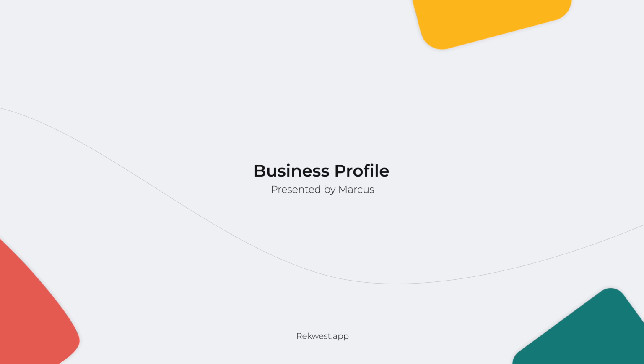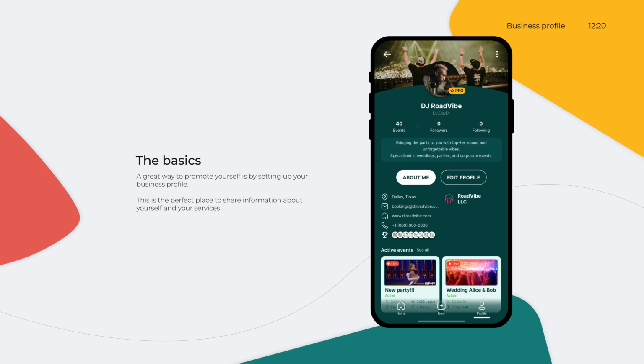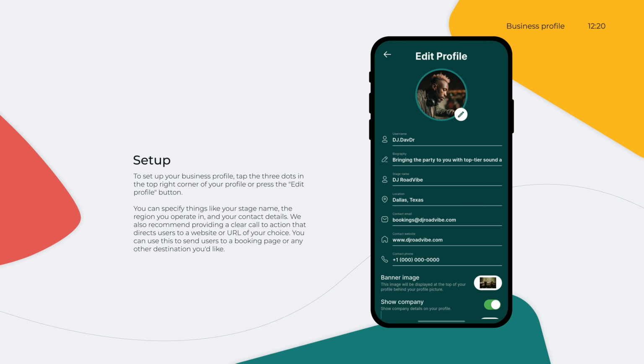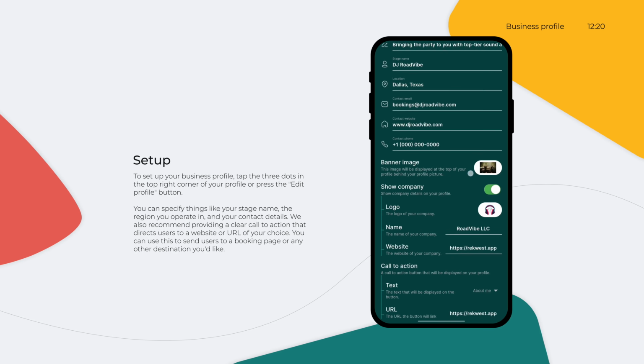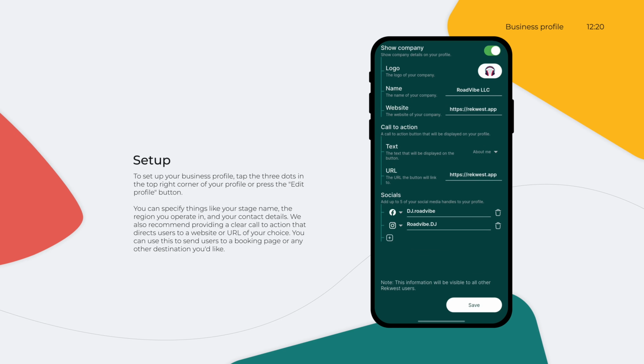Business profile. Another great way to promote yourself is by setting up your business profile. This is the perfect place to share information about yourself and your services. To set up your business profile, tap the three dots in the top right corner of your profile or press the Edit Profile button. Here you can specify things like your stage name, the region you operate in, and your contact details. We also recommend providing a clear call to action that directs users to a website or URL of your choice. You can use this to send users to a booking page or any other destination you'd like.